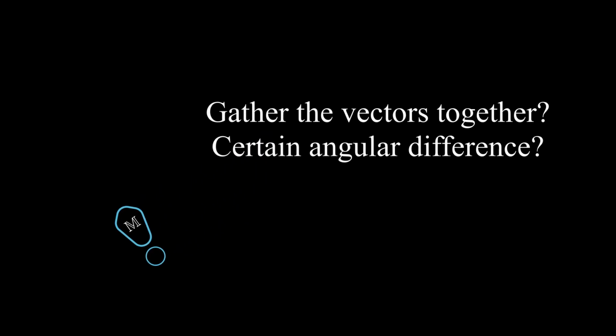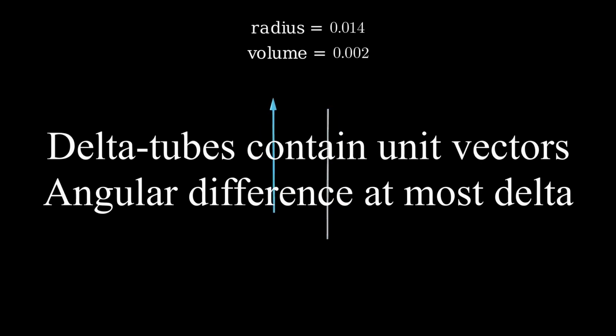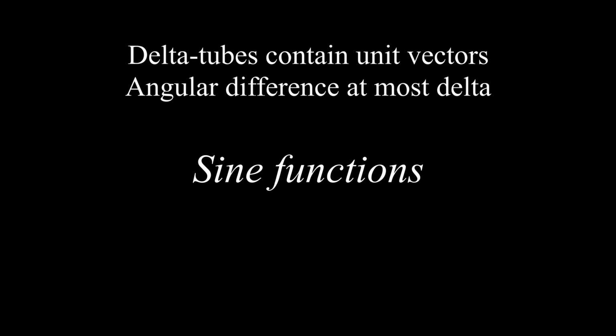Mathematicians came up with a brilliant idea to solve this problem. Why not just gather some vectors together, say their angular difference is not larger than delta, and use another object to represent this set of vectors? Indeed, that's how delta tubes work. Delta tubes are basically prisms that have scale delta times 1. They contain all vectors that have at most angular difference delta, and this can be mathematically proven using the feature of sine function near 0. But for convenience, I'm not going to prove it now.